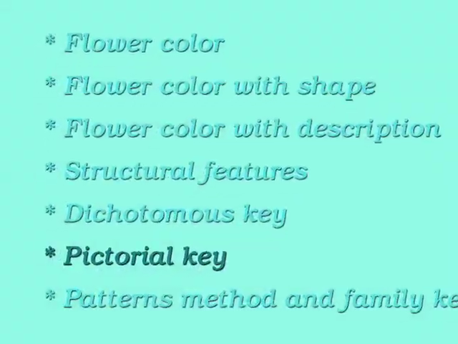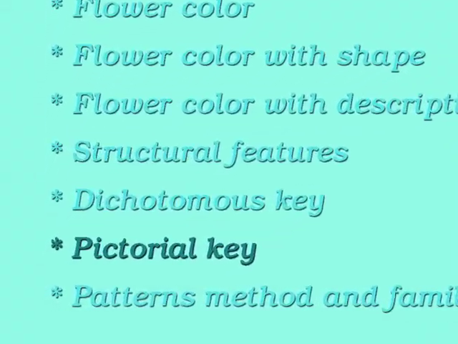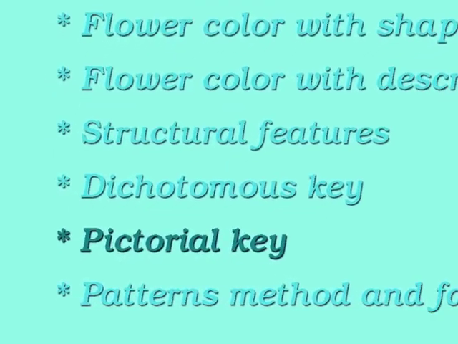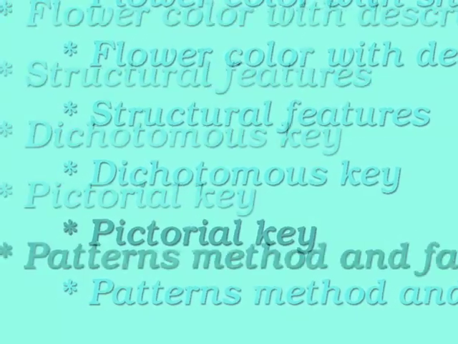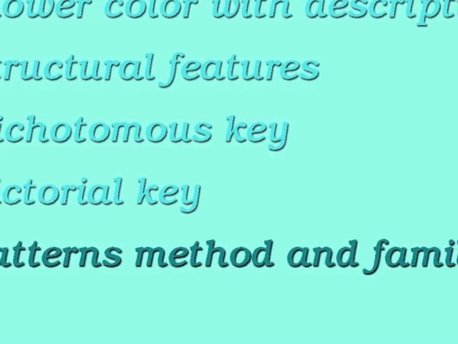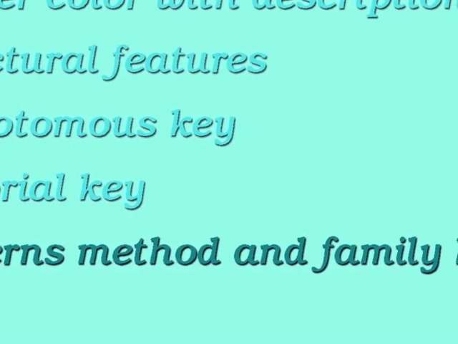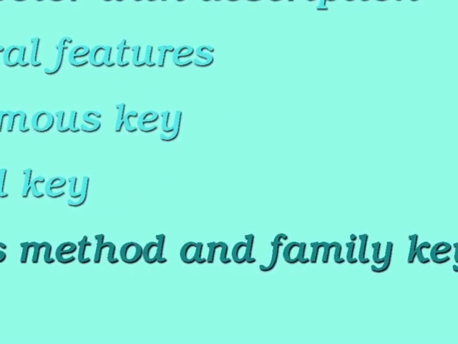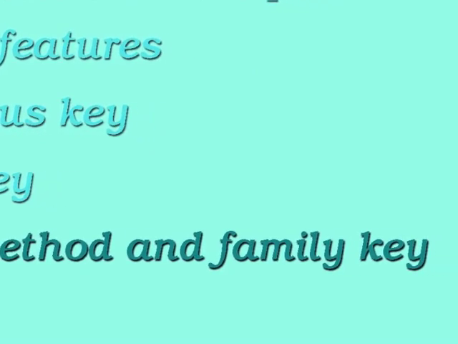We just studied the use of a pictorial key based on a plant's different parts to identify a shrub. In the next video, we'll use a method of identifying a plant's family first, followed by its genus and species.